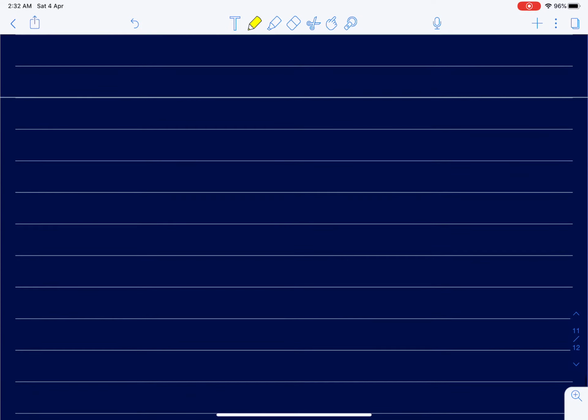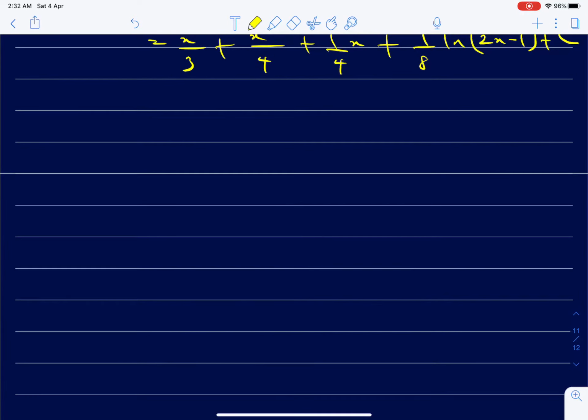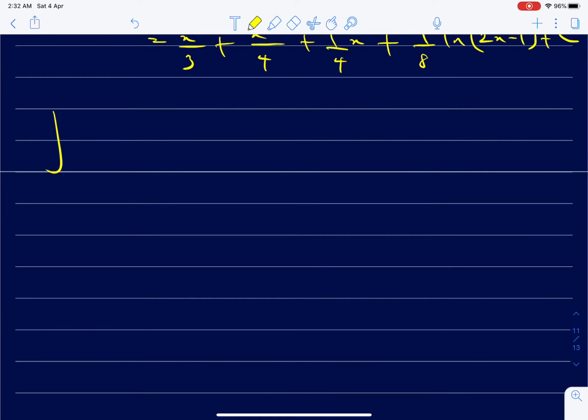Can we take a couple more? Let's see. Maybe a few more. Evaluate the integral of 4 minus x divided by 4 plus x with respect to x.